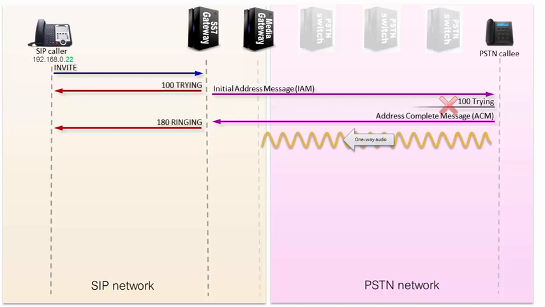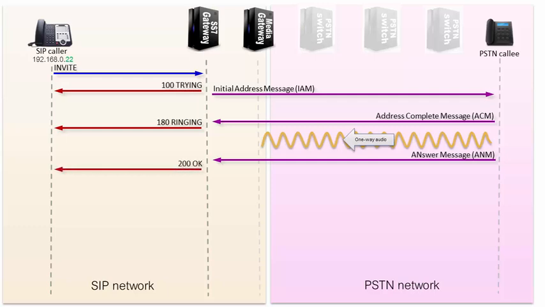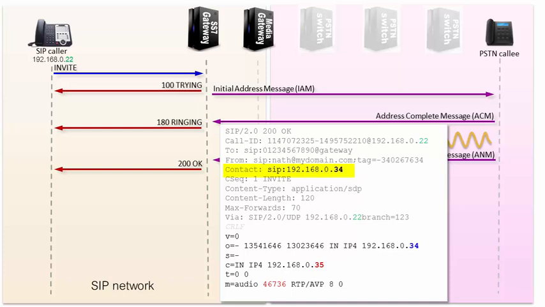Then, when the callee picks up, an answer message, an ANM, is returned, which in turn propagates a SIP 200 OK from the gateway to the caller. Note how the contact address in the 200 is the address of the signaling gateway, while the SDP connection header contains the IP address not of itself, but of the media gateway. Information, of course, gleaned earlier during that initial signaling gateway-media gateway interaction. We see the IP address and the port through which the media gateway expects to receive media packets.